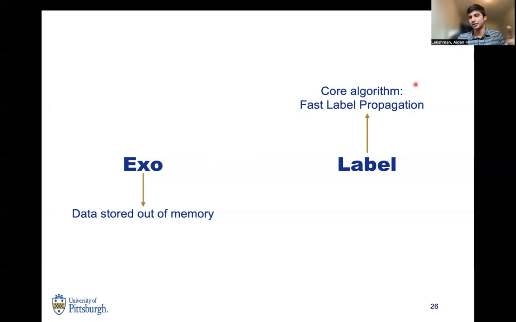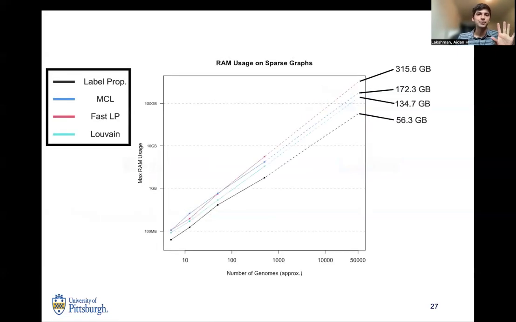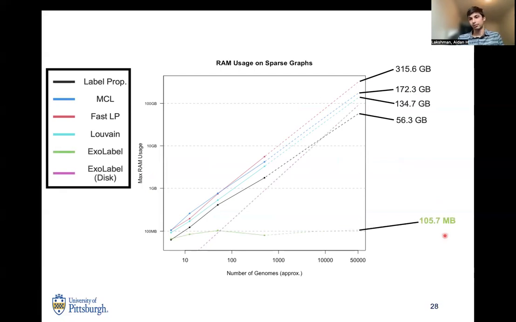But in short, just to show the statistics, again, back to our memory usage, we're looking at 150 to 300 gigs of projected space for up to 50,000 genomes or a billion nodes. And if I plot EXO-label's performance on here, you can see that it only takes around 100 megabytes of space, and that scaling is roughly constant past around 100 genomes.